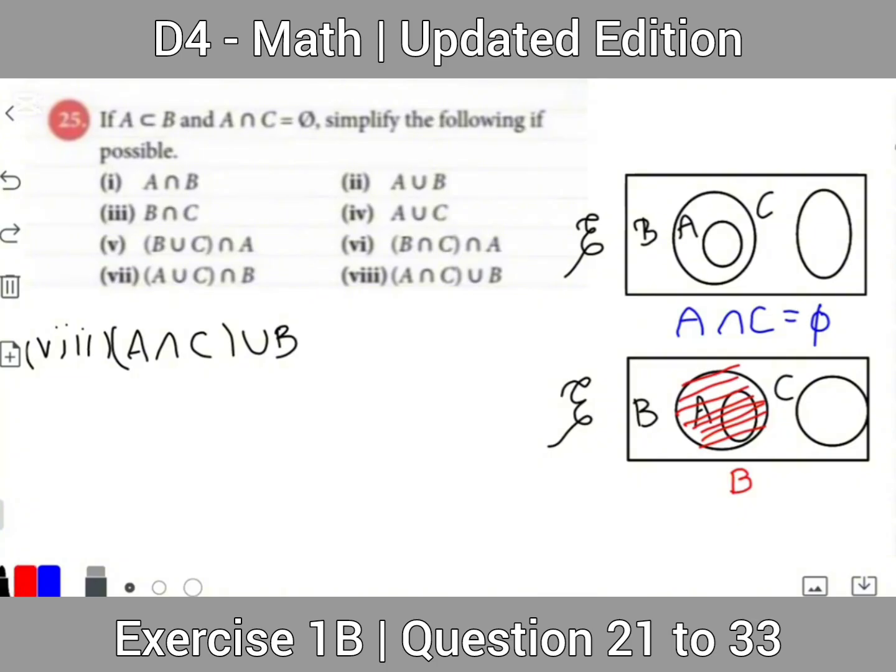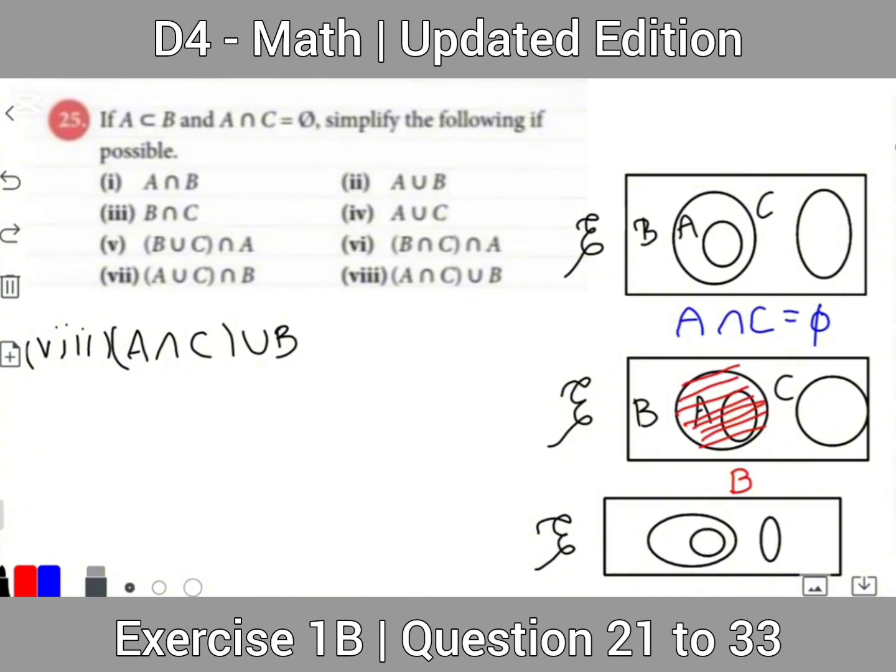Now we will draw another rectangle representing the universal set eta. Inside it, we will draw 3 circles representing the sets A, B, and C respectively. Now we will use the green color to shade the region for A intersection C union B.